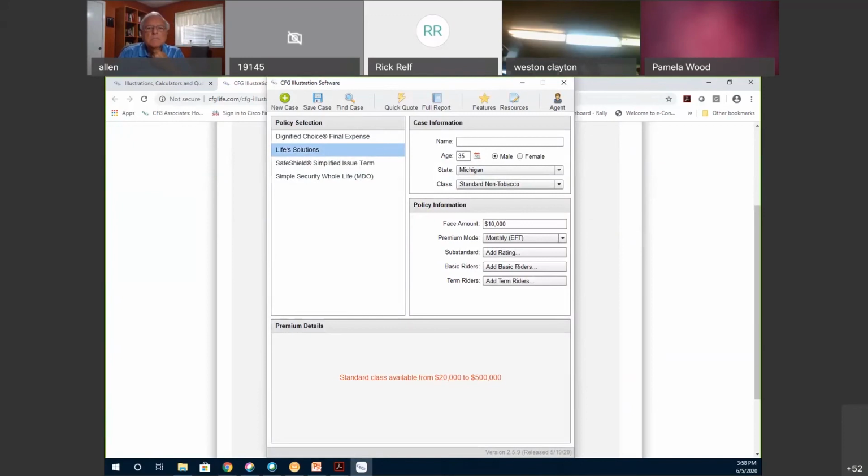This is what it looks like, and these are the 4 products in the top left that you can just do an instant quote for. You can put in the name, the age, male, female, state, what class, if it's standard non-tobacco, standard tobacco, face amounts, fill out all of that, and it'll give you an illustration or a quote that you can use to quote the product to the customer. That was all I had to show there.